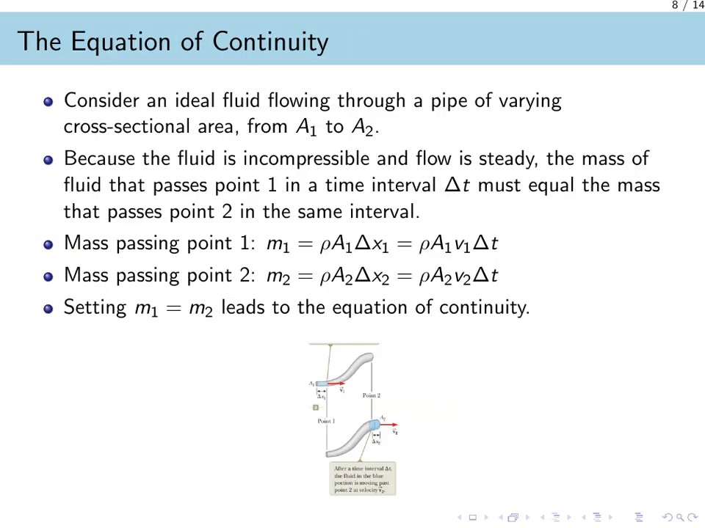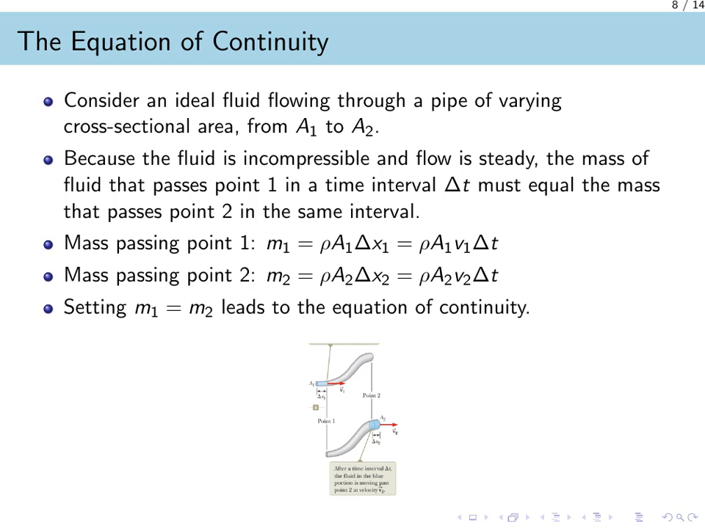The equation of continuity is a fundamental principle for fluid flow that comes directly from the conservation of mass. It explains how a fluid's speed changes as the pipe it flows through gets wider or narrower. Let us consider an ideal, incompressible fluid flowing steadily through a pipe. This means its density, which we label with the Greek letter rho, is constant. The pipe's cross-sectional area changes from an initial area, A1, to a final area, A2.